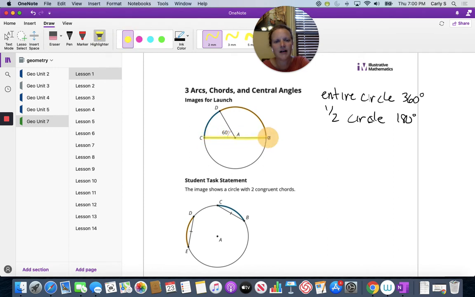That's a straight line. It's a diameter. It goes through the center and it touches C and B. So that splits the circle into even pieces, 180 degrees, both halves. That means that this is 180 degrees. That's 60, therefore this is 120, because 120 plus 60 is 180.